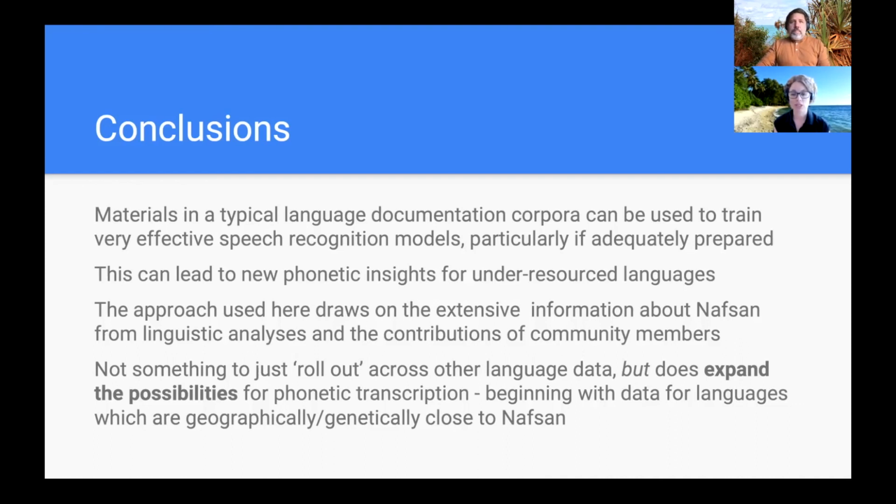But the approach here really does expand the possibilities for phonetic transcription because it offers us a really excellent starting point to start using data for other languages which are geographically and genetically close to Nafsan and can be expected to share certain aspects of the sound system. So even if we don't have all that much data available for those languages, we'll be able to start to build on what we've got for Nafsan and extend it to apply to those languages, and then hopefully begin some robust cross-linguistic comparisons for Central Vanuatu.